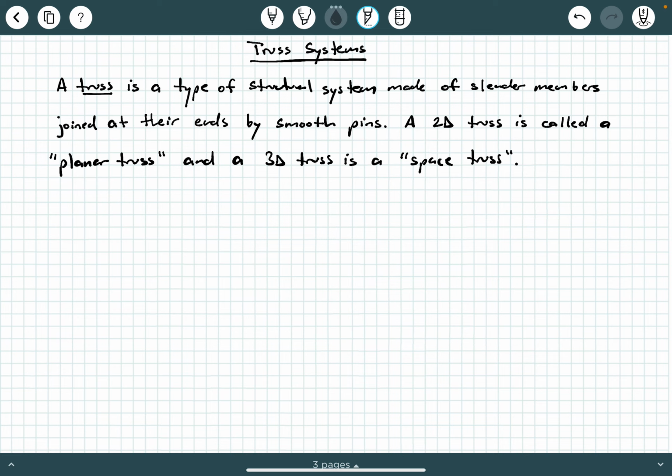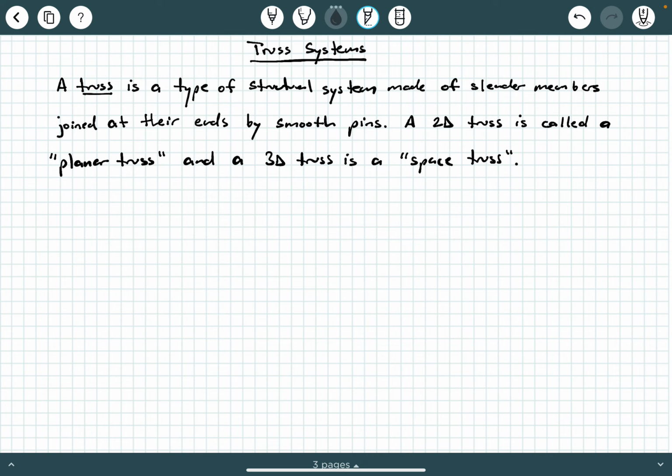What exactly is a truss system? Well, a truss is a type of structural system that's made of slender members joined at their ends by smooth pins. Now, you can have two-dimensional or three-dimensional trusses. A 2D truss is called a planar truss, and a 3D truss is called a space truss. So let's go ahead and visualize these.